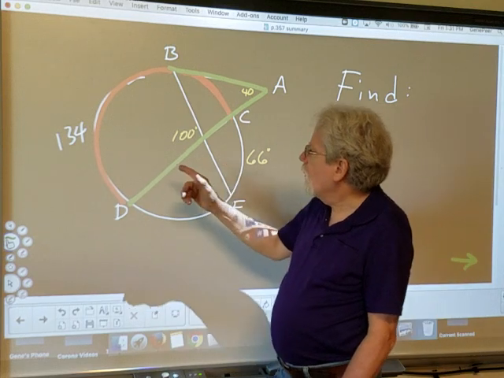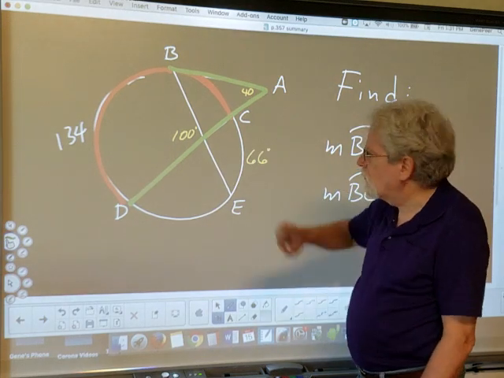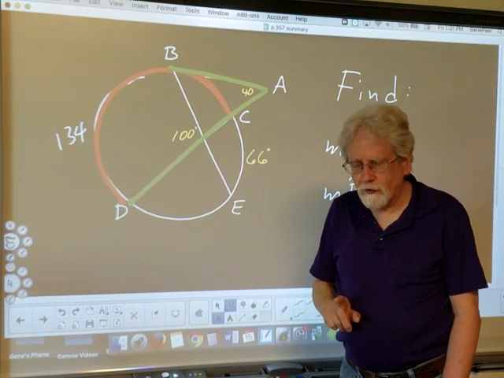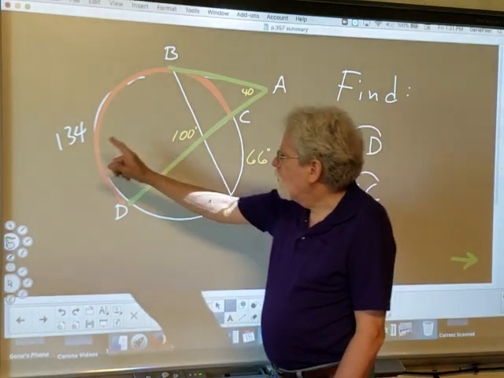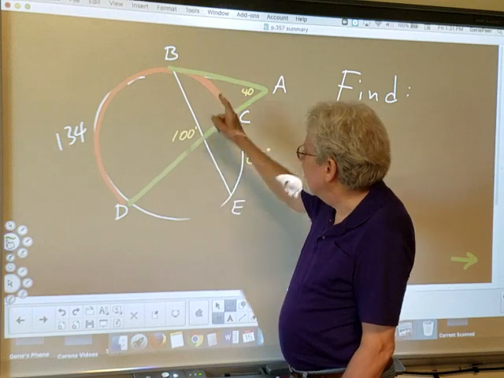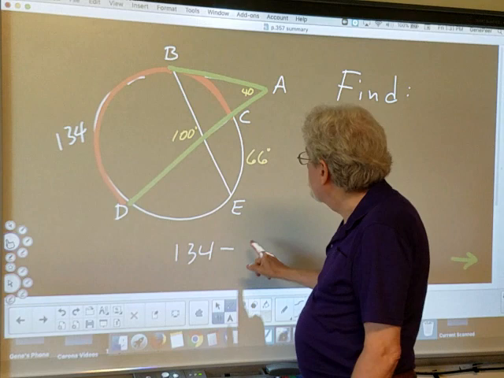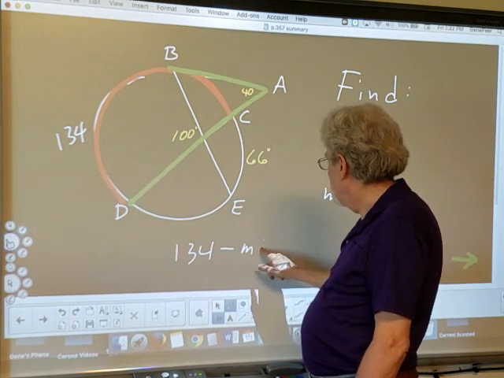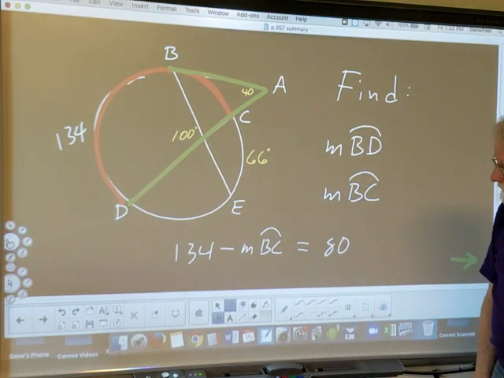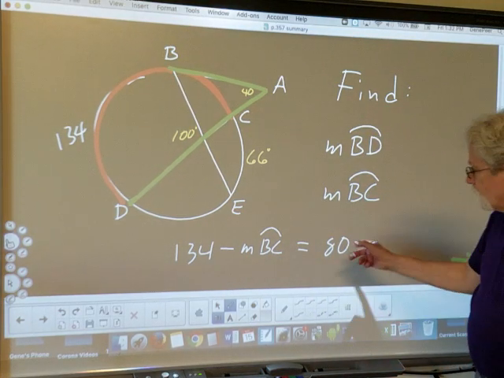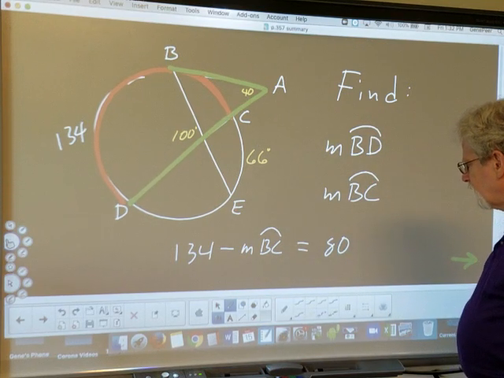So if you subtract the arcs and take half and get 40, what was that 40 right before you took half? It started off life as an 80. Where'd that 80 come from? That 80 came from 134 minus the guy we're looking for. So 134 minus the guy we're looking for, measure of arc BC, is 80. Okay, so subtract 80 from 134 and we're done. 80 subtracted from 134 gives us what?